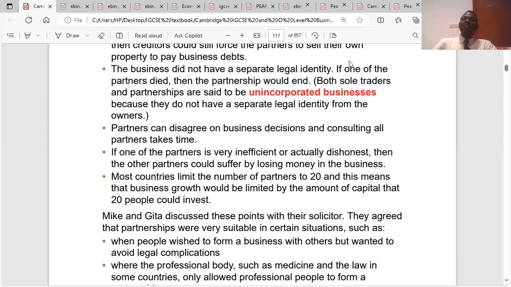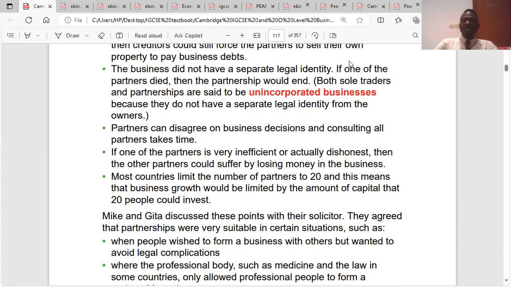Partners can disagree on business decisions, and consulting all partners takes time. There might be conflict of interest. And when there's conflict of interest, putting people together to sort it out and reach a compromise might be difficult.